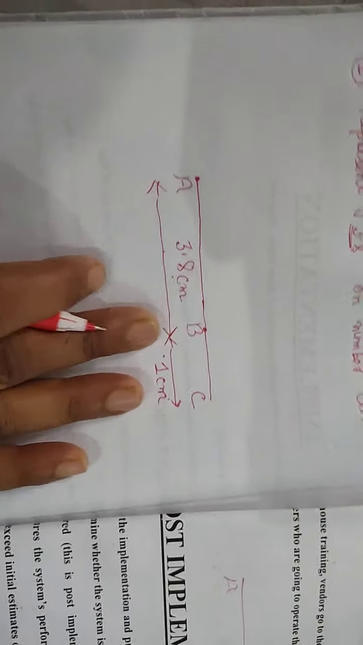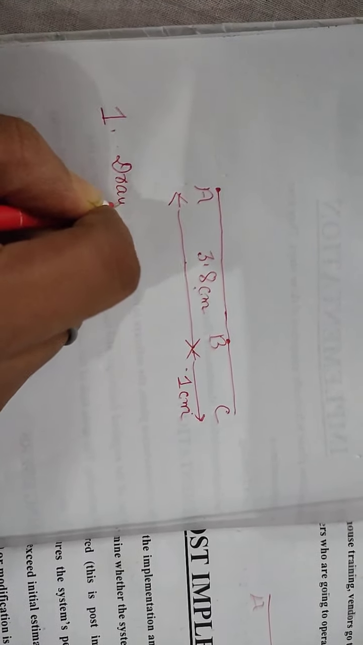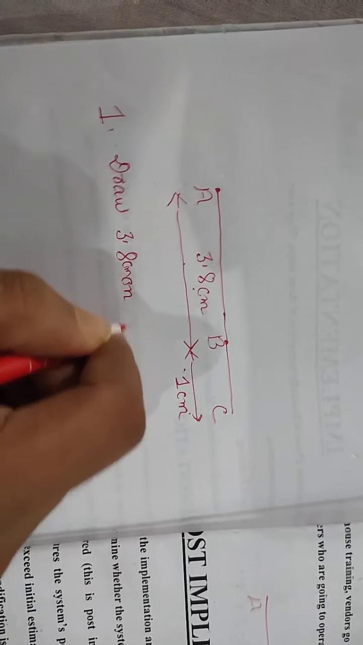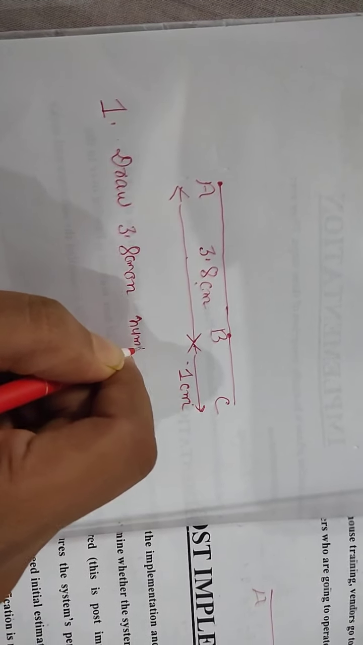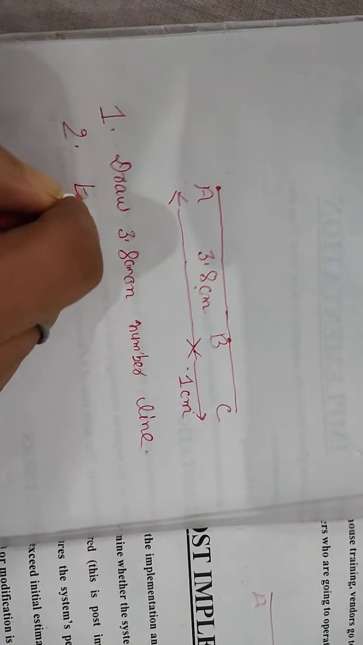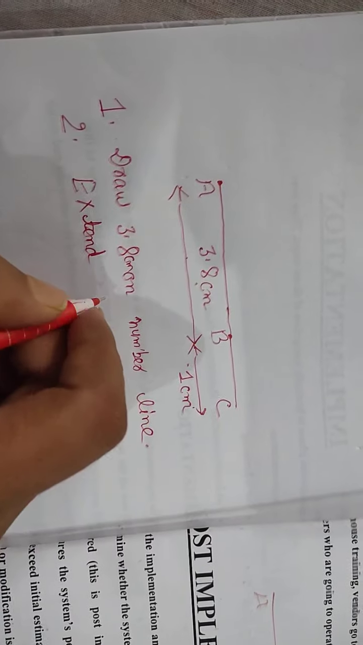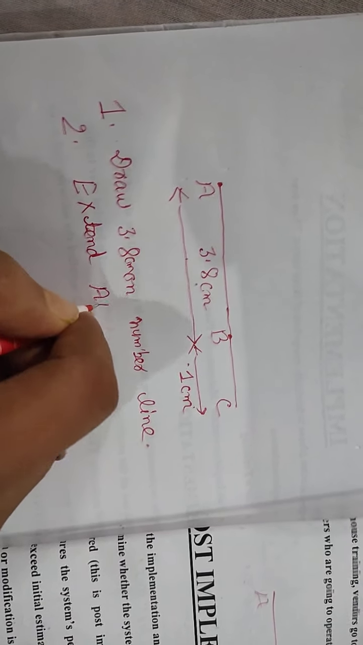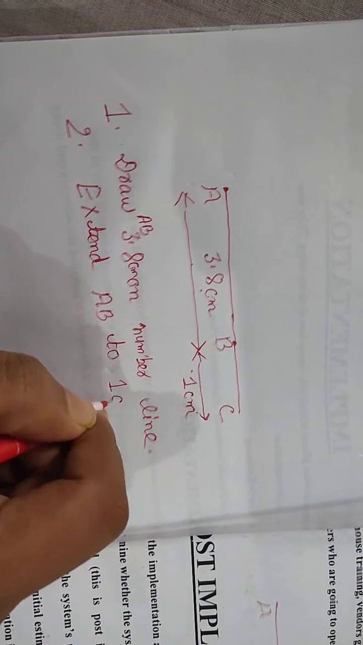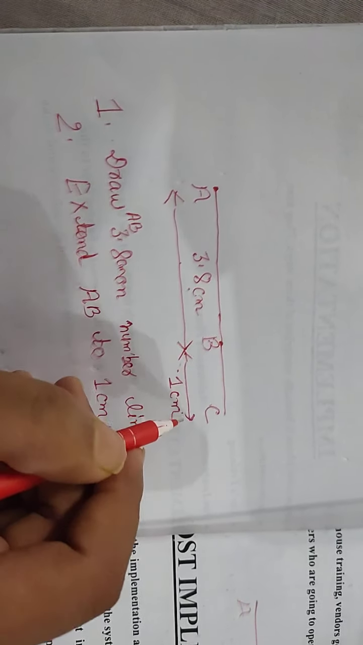So how will you write down the statement or construction step? Firstly, draw 3.8 centimeter on the number line. Second step, extend AB by 1 centimeter. So always we have to extend by 1 centimeter in such type of question.